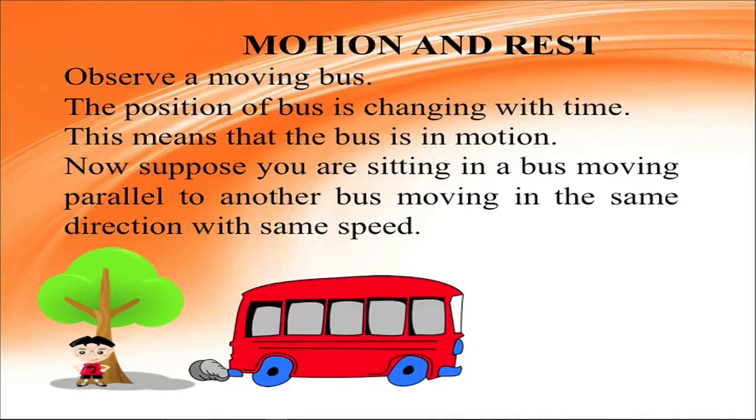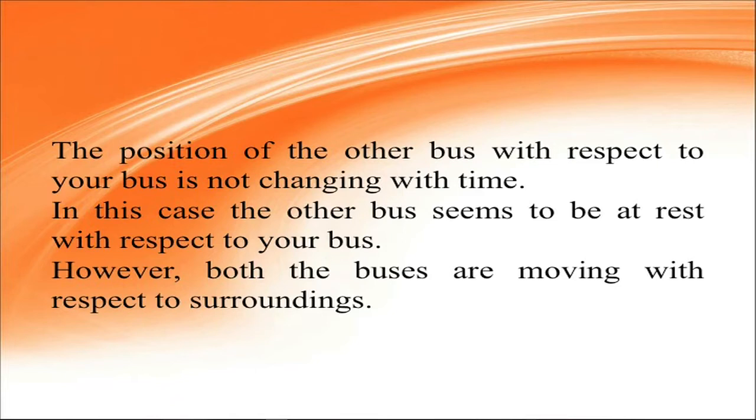You have observed a moving bus. What do you notice? The position of the bus is changing with time. What does it mean? This means that the bus is in motion. Now, suppose you are sitting in a bus moving parallel to another bus moving in the same direction with the same speed. The position of the other bus with respect to your bus is not changing with time. In this case, the other bus seems to be at rest with respect to your bus. However, both the buses are moving with respect to the surroundings.